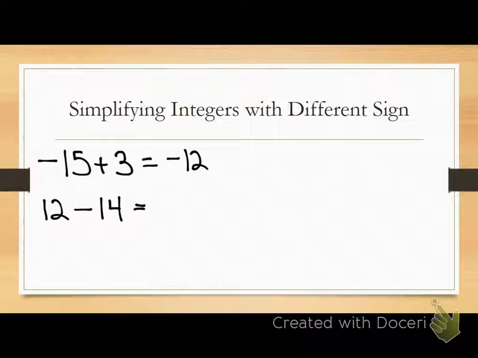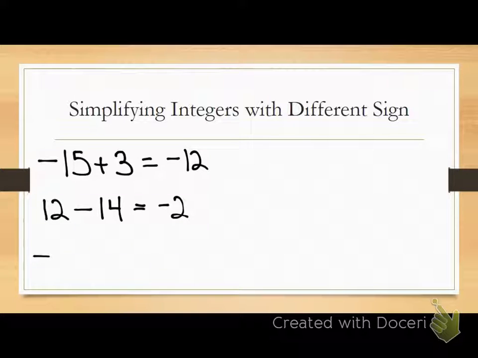What's it going to be? Negative 2. Different signs. Which one's negative? 14 is negative. We say that's a subtraction sign. It's still negative. You're still taking away. So 12 is positive, 14 is negative. My answer is negative 2.